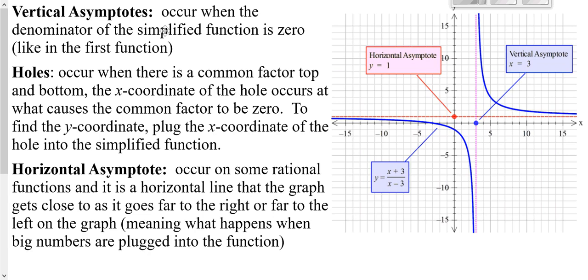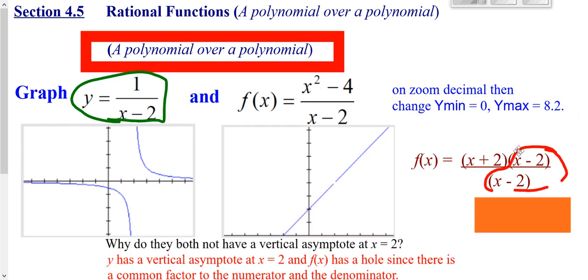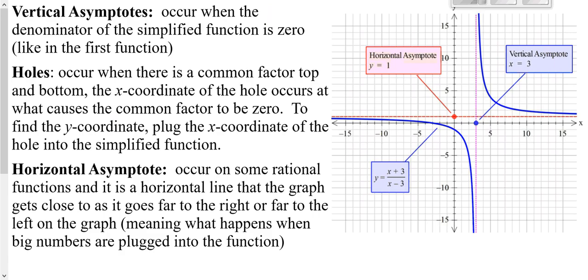So when you're looking at rational functions, a lot of times rational functions will have vertical asymptotes, and that's what causes the bottom to be 0 of the simplified function. So basically, if you had factored this and crossed out your common factors, if you still had variables in the bottom, they would give you vertical asymptotes. Holes occur when you have a common factor in the top and the bottom.